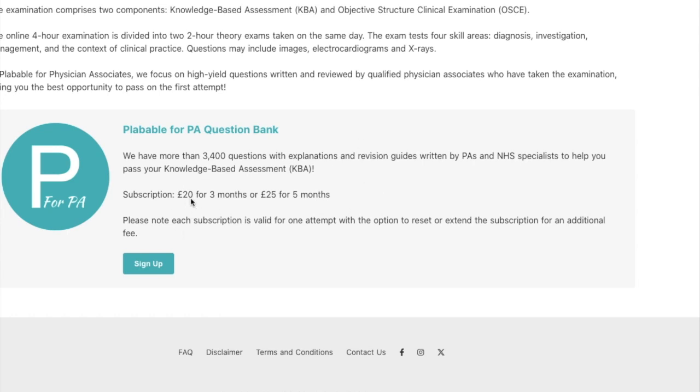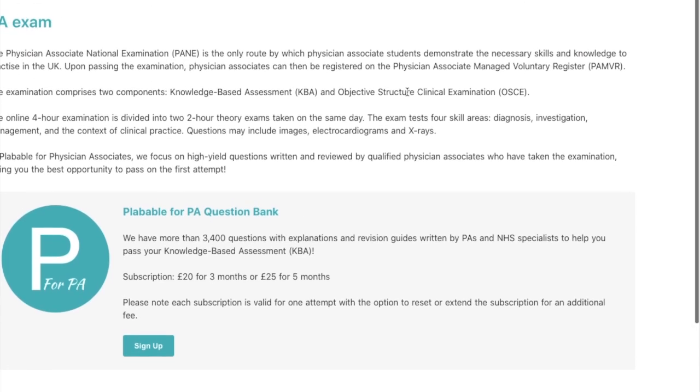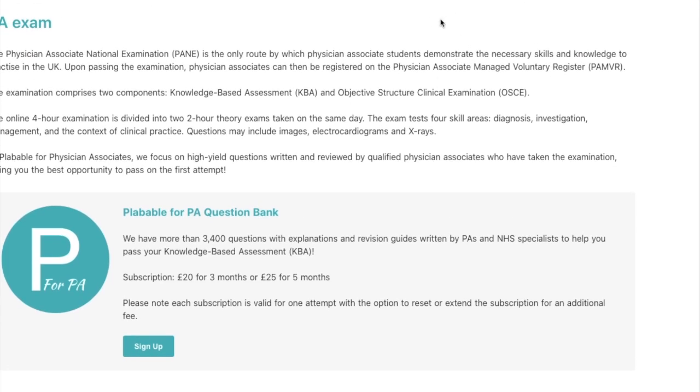So I'm going to go through the main ones that I found really, really useful. Obviously, there are other options available, but these are the main ones that I've personally found really useful in terms of preparing for my MCQ and also for my OSCE. So the first one is what we call Plabable PA, so Plabable for Physician Associate.